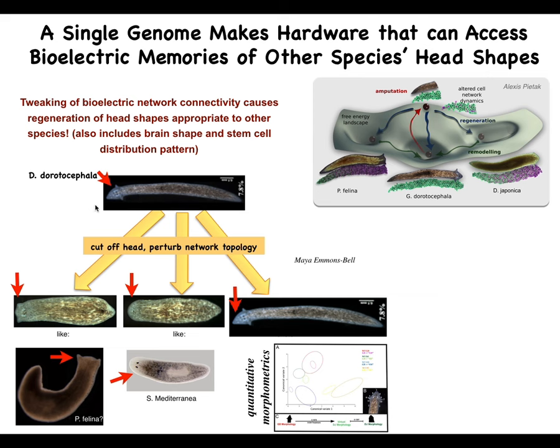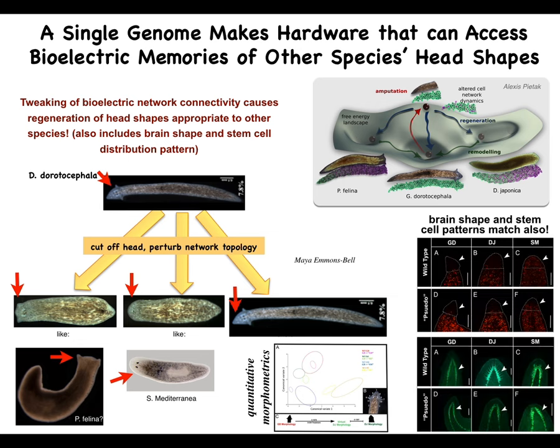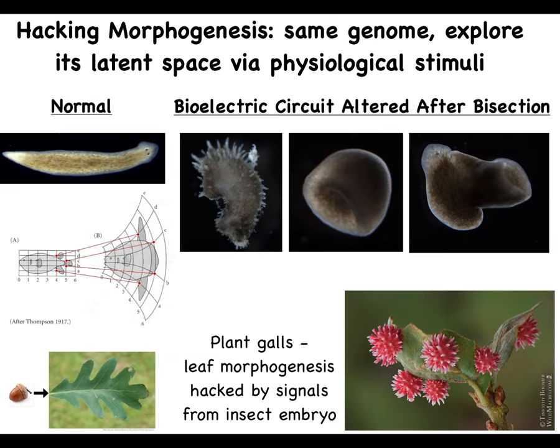So the same hardware, that genome made some hardware that is able to navigate regions of that state space, of the anatomical space, and visit attractors that belong to other species. So these other species normally live in these kind of morphological attractors, but this one can visit there perfectly well if it wants to. And it's not just about head shape; it's also the shape of the brain, and the distribution of stem cells becomes just like these other species. So the plasticity is remarkable.